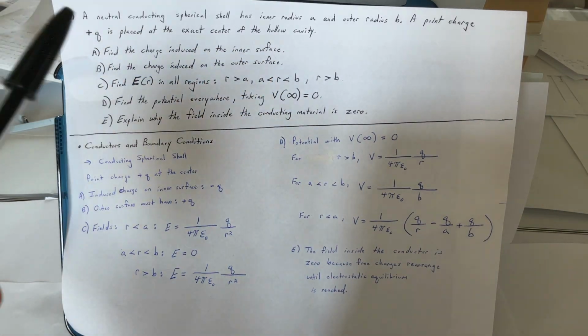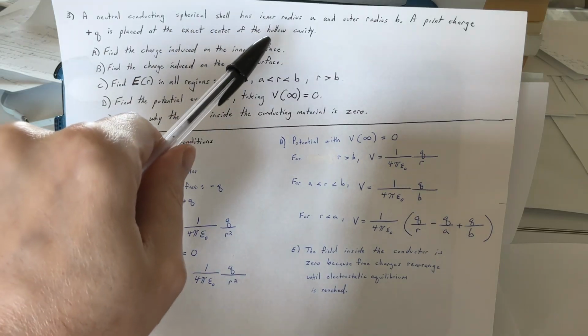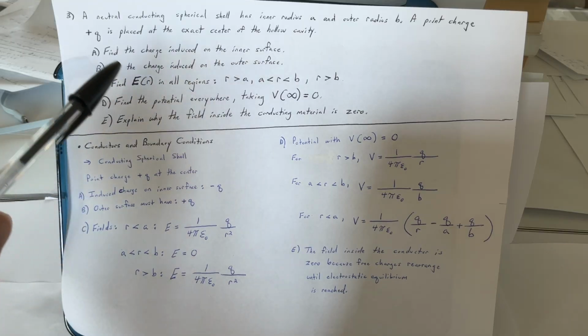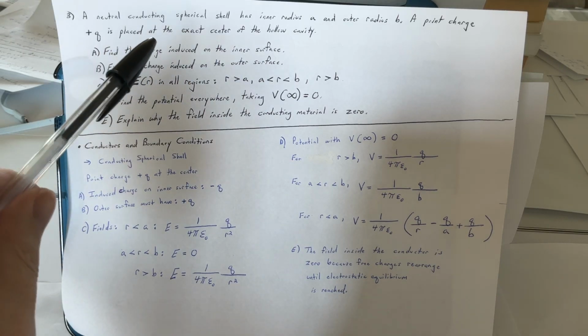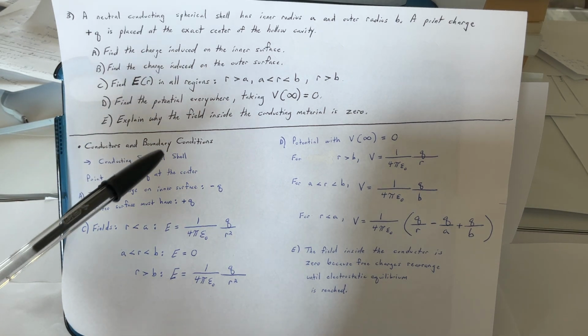Okay, number three: a neutral conducting spherical shell has inner radius a and outer radius b. A point charge plus Q is placed at the exact center of the hollow cavity. So let's see what we have here. Conductors and boundary conditions.